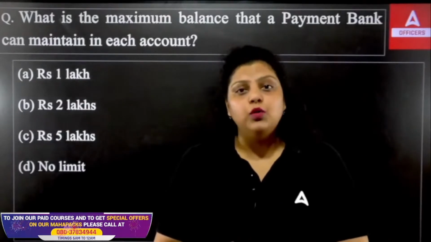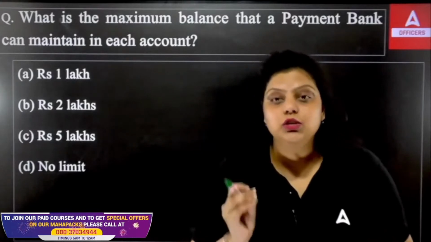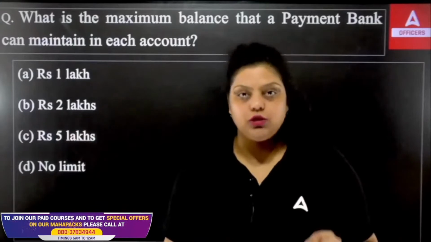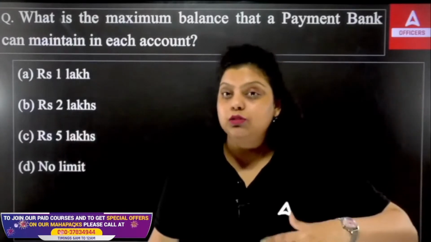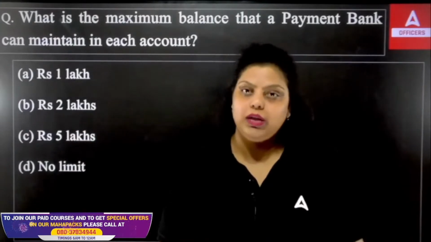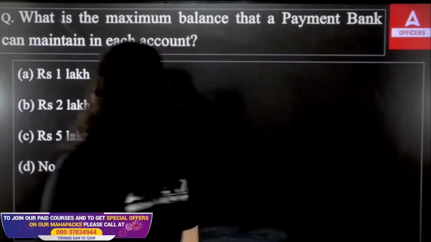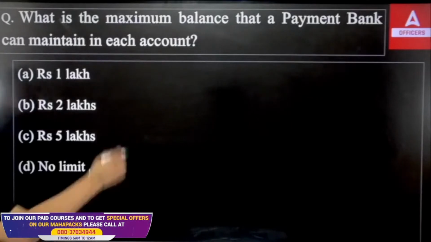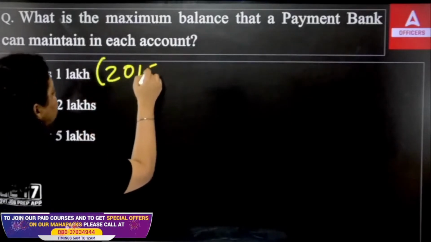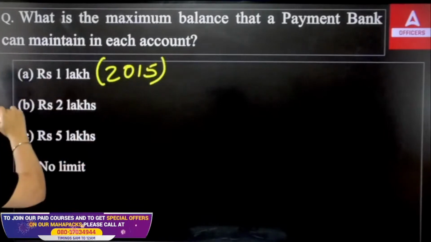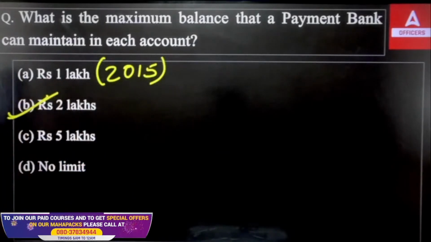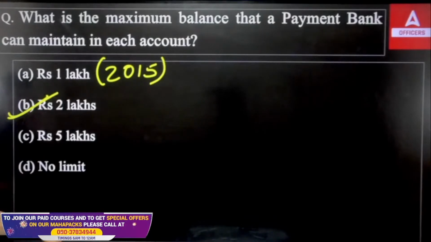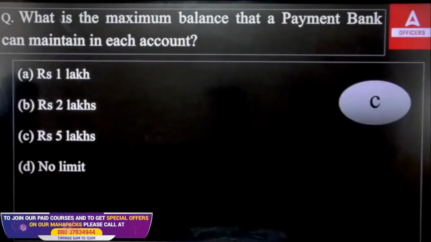Payment bank and small finance bank were introduced for the purpose of financial inclusion. Out of these two, payment bank was introduced on the recommendation of the Nachiket More committee. They can accept deposit from the public, but they cannot provide loans to the customer. The maximum balance that a payment bank can maintain in each account, when the bank was introduced in 2015, was rupees 1 lakh, but now it is rupees 2 lakhs.